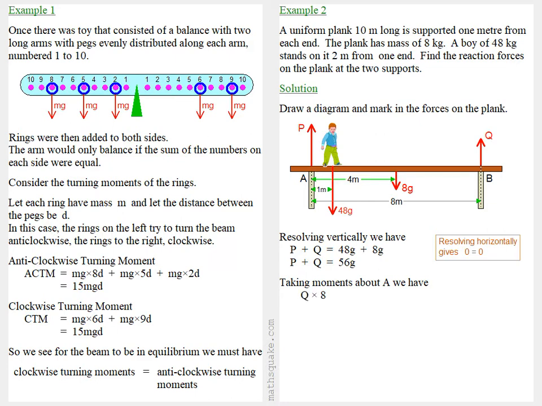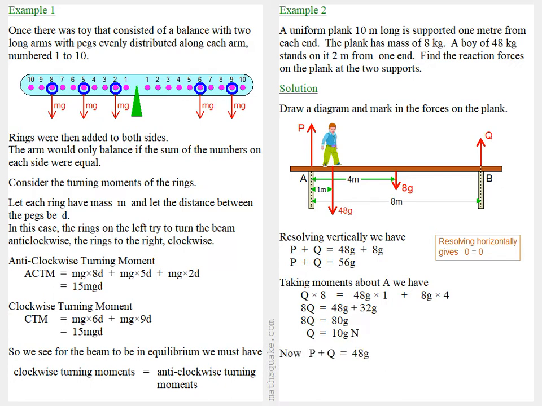Now the anti-clockwise turning moment is Q times the perpendicular distance of B from A, which is 8. So it's Q times 8. And the clockwise turning moments are 48G times 1 metre plus 8G times 4 metres. So we have 8Q equals 48G plus 32G, or 8Q is equal to 80G, and so Q is 10G newtons.